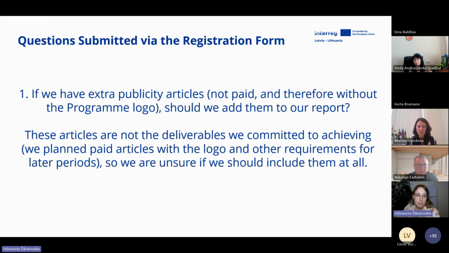If we have extra publicity articles not paid and therefore without the program logo, should we add them to our report? These articles are not the deliverables we committed to achieving. We planned paid articles with logos and other requirements for later periods, so we are unsure if we should include them at all.